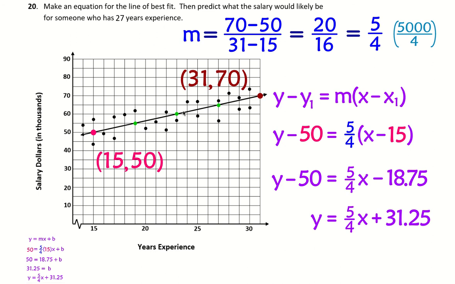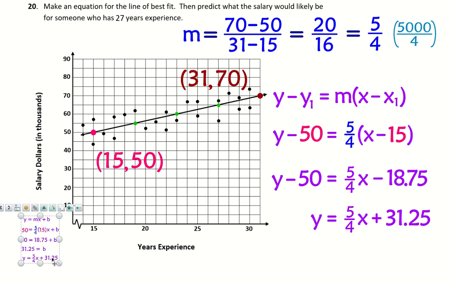It's okay if you chose a couple of other points, but I chose (15, 50), which is technically 50,000, and (31, 70), which again is technically 70,000, but I'll just go with 70 and 50. So I have two points. You get your slope of 5 over 4. Again, if you had 5,000 over 4, that's fine. And then you come up with this final equation probably.